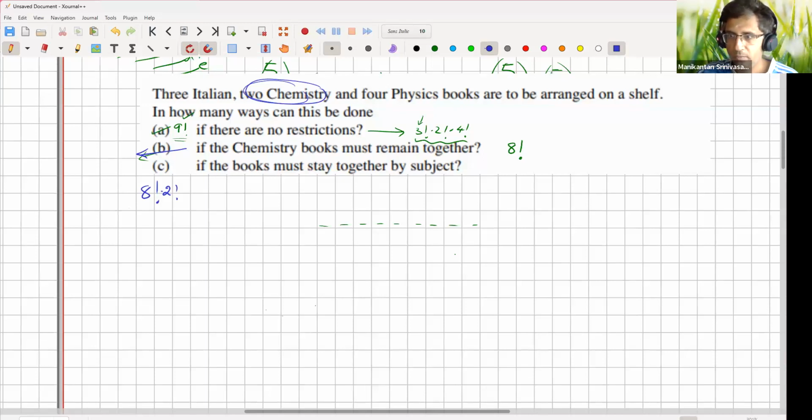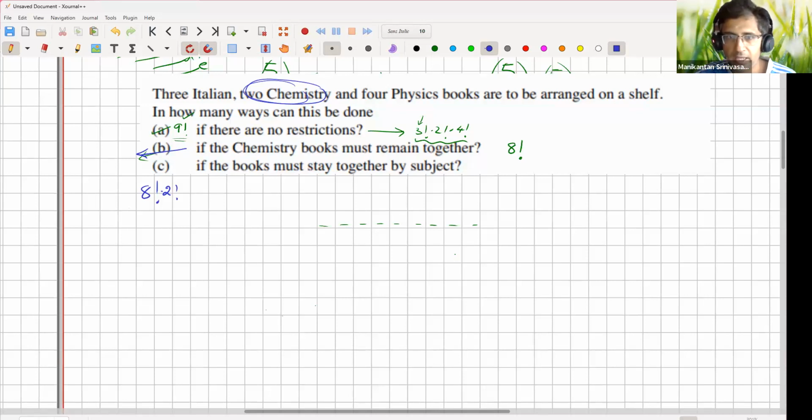Okay. So Thais, is this clear to you as well? Yes, sir. So the 2 chemistry books are put as one block, and then he's viewing them as 8 different books, 8 factorial, and then opening that block alone and arranging the C1 and C2 separately. Okay. All right.